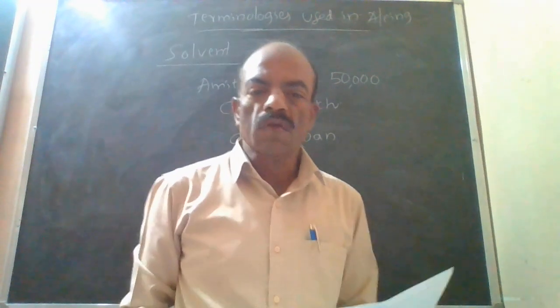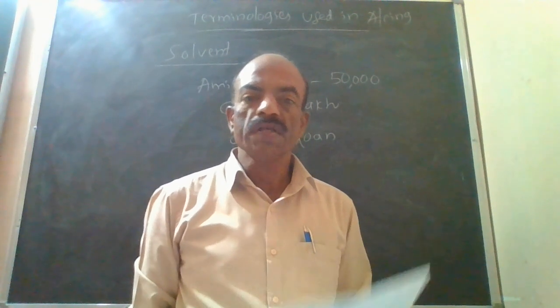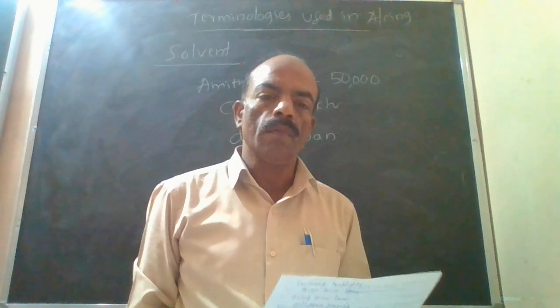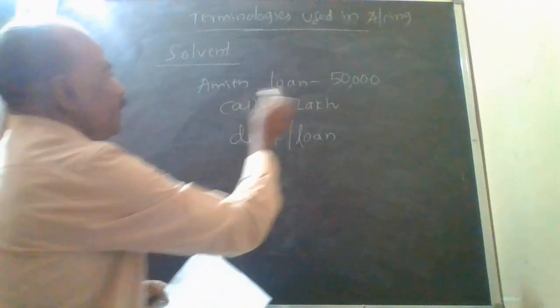So that person is called solvent. Who is insolvent? Who is not able to pay the loan amount? For example, Mr. Amit took a loan from the bank. So, insolvent.